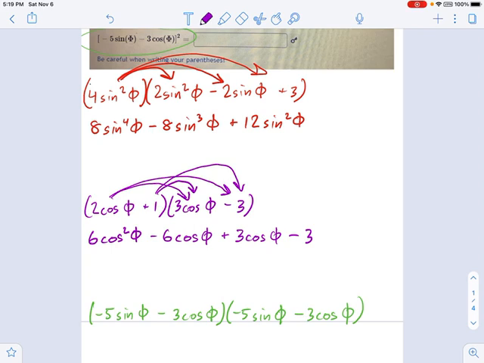Okay, and we do the same thing now that we would with regular algebra with x's. You just combine all your like terms. So this is going to be 6 cosine squared phi. Looks like I've got a minus 3 overall here. Minus 3 cosine phi, and then minus 3.